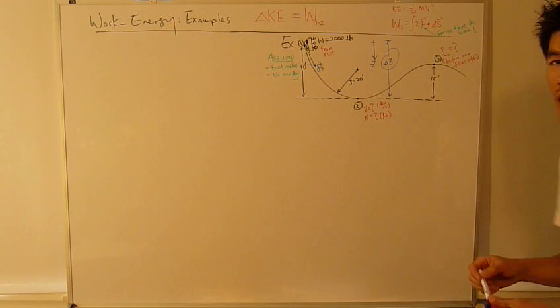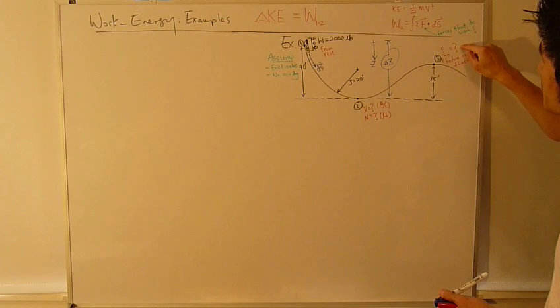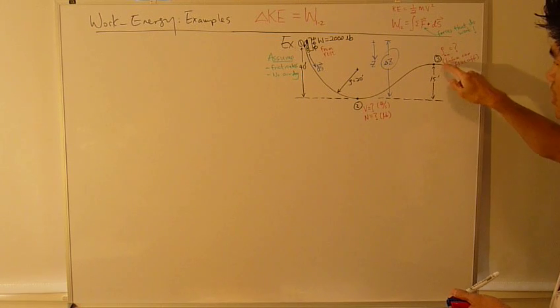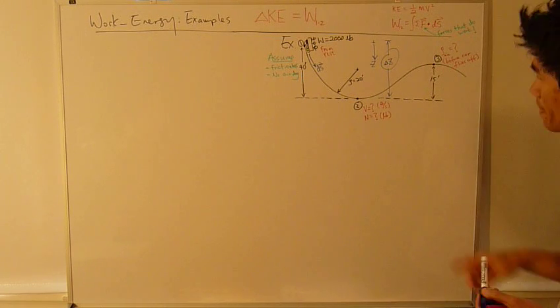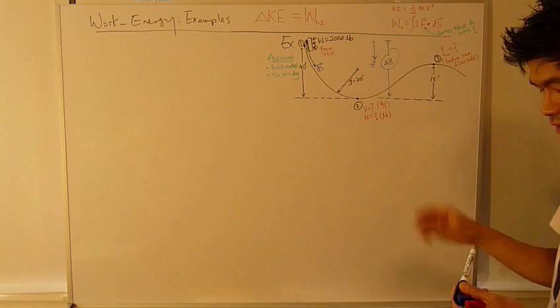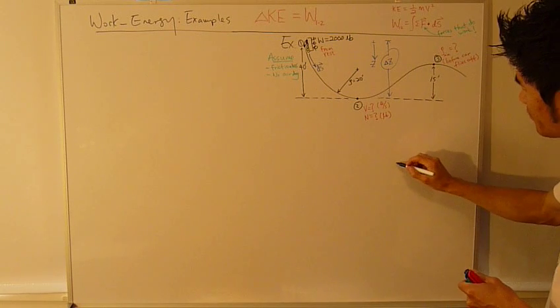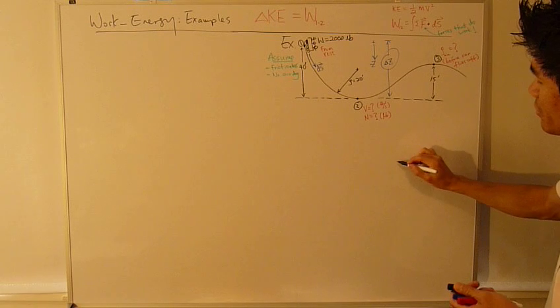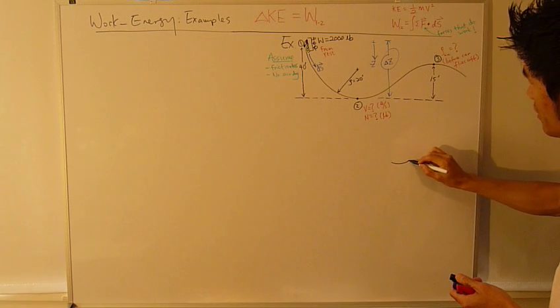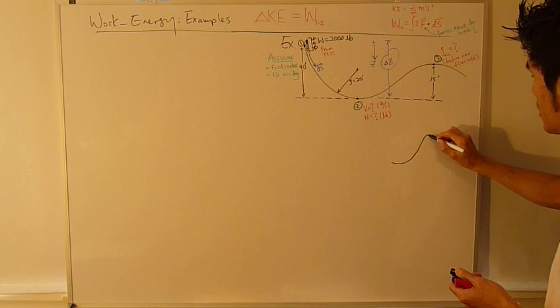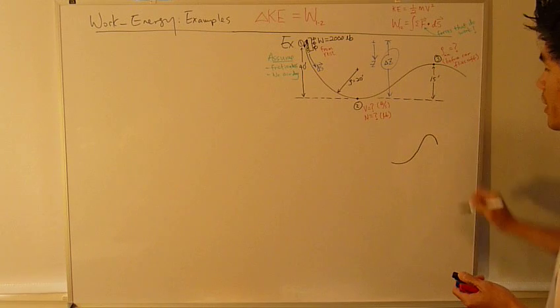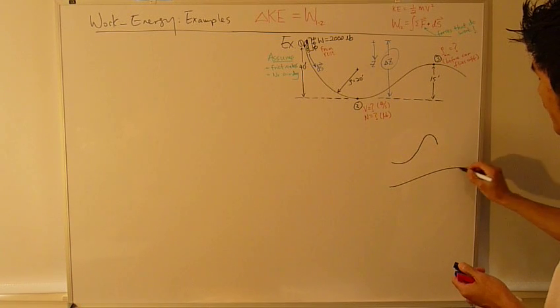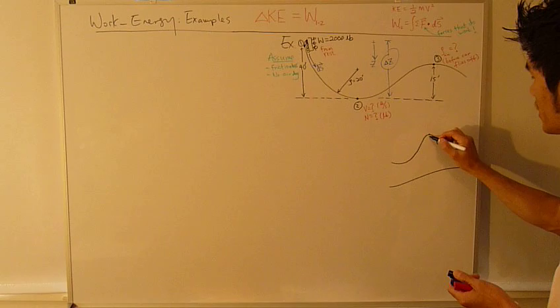Part 2 of the problem asks you to find the minimum radius of curvature at position 3. Minimum radius of curvature: as in, let's say you're the design engineer. You have this roller coaster track right here. You can design it to be very sharp like this, or very flat like this too, at position 3.